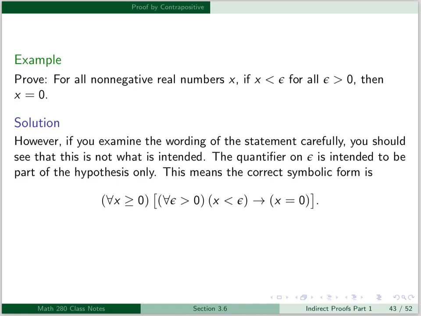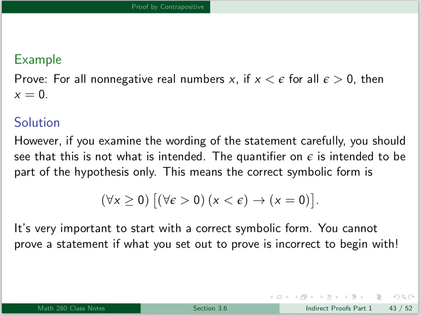However, if you examine the wording of the statement carefully, you should see that this is not what is intended. The quantifier on epsilon is intended to be part of the hypothesis only, and that's specifically why it's included after the statement x is less than epsilon. So putting the quantifier on epsilon with the hypothesis means that the correct symbolic form is for all x greater than or equal to 0, for all epsilon greater than 0, x is less than epsilon implies x is equal to 0.